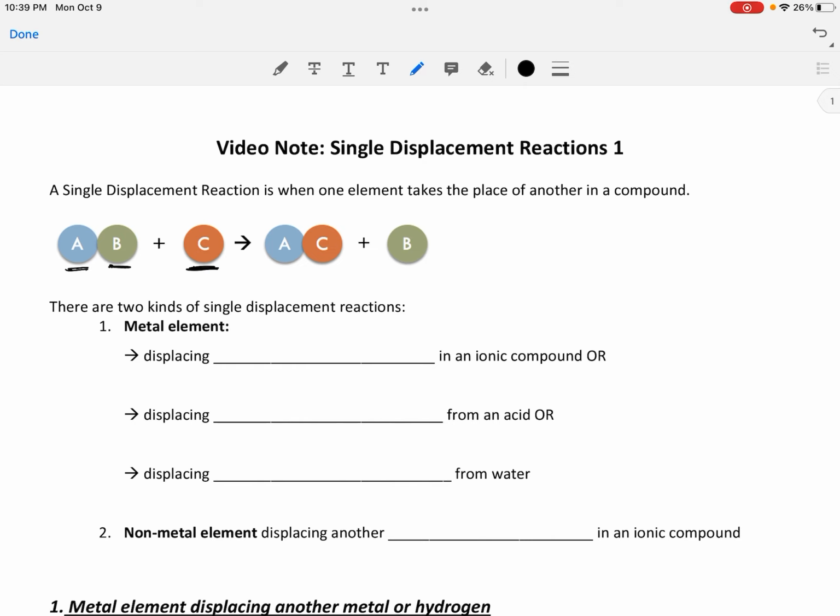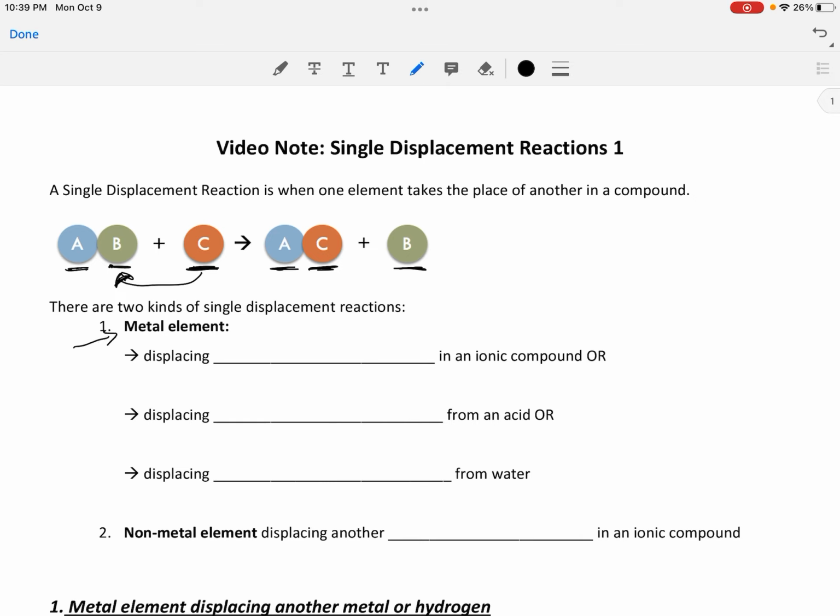And so element C sneaks in over here, he bumps out element B and steals A for himself. Now B is single and alone, and element C is happily bonded to element A. So that's a single displacement reaction in general. There's two different ways you can do a single displacement. One is by displacing with a metal, and the other is by displacing using a nonmetal.